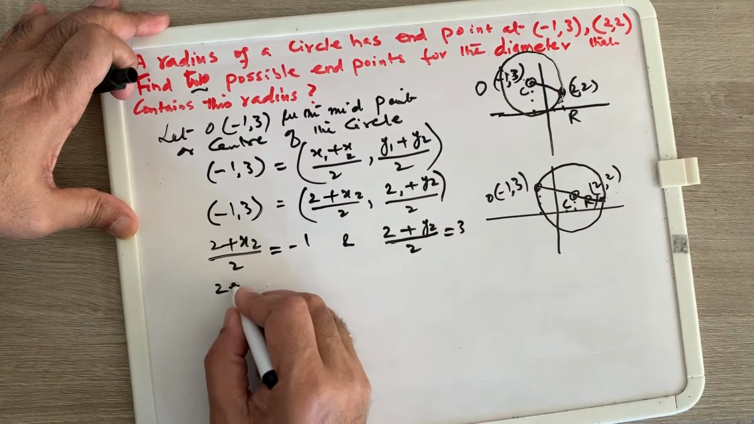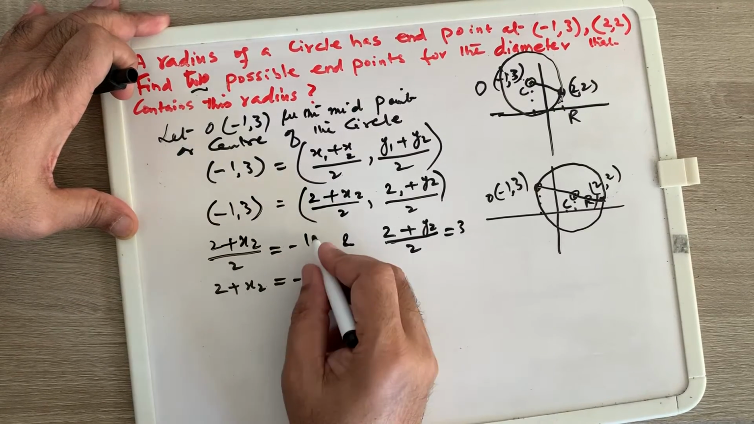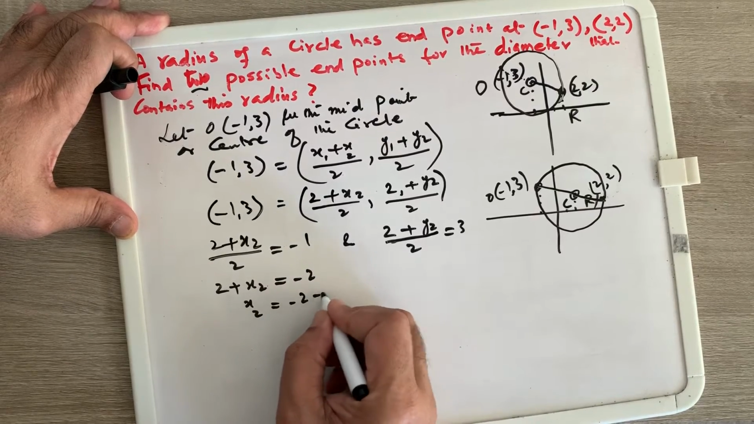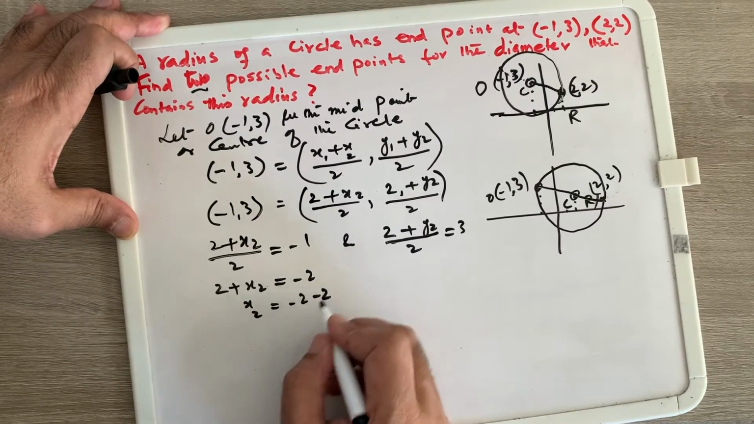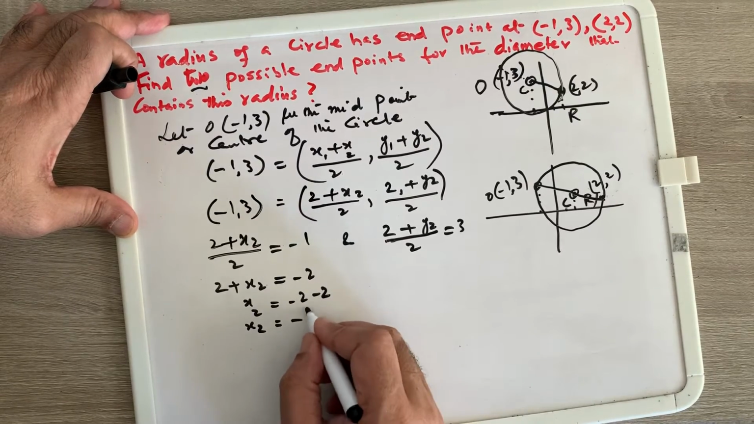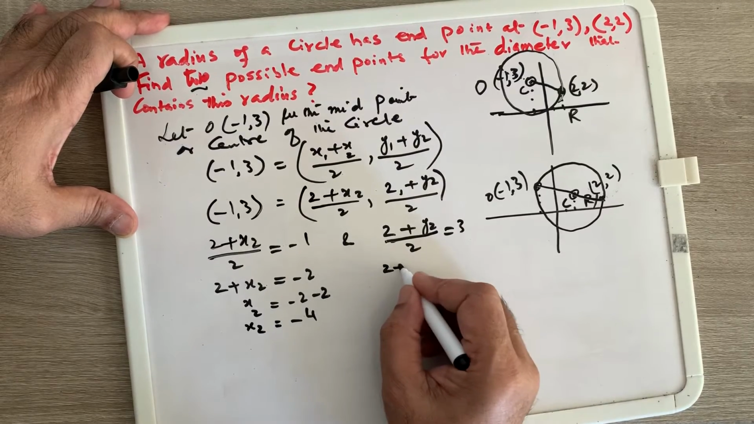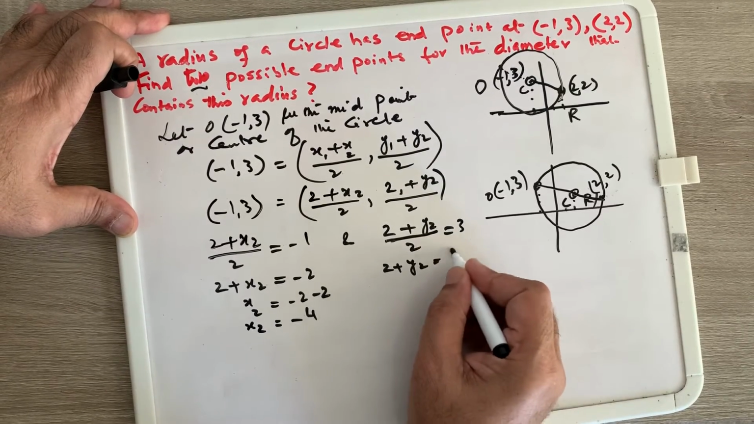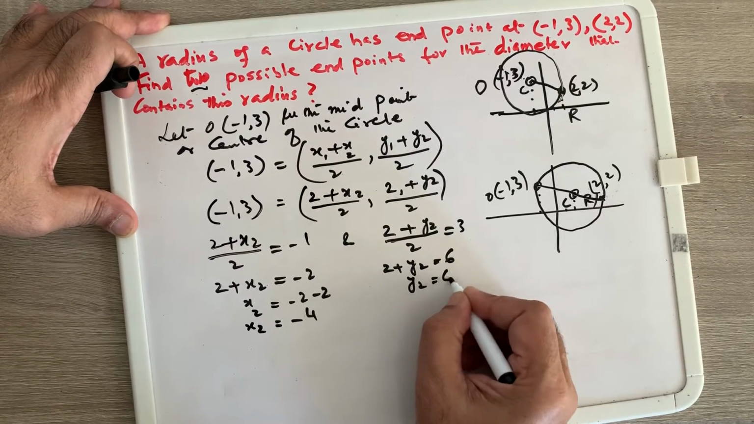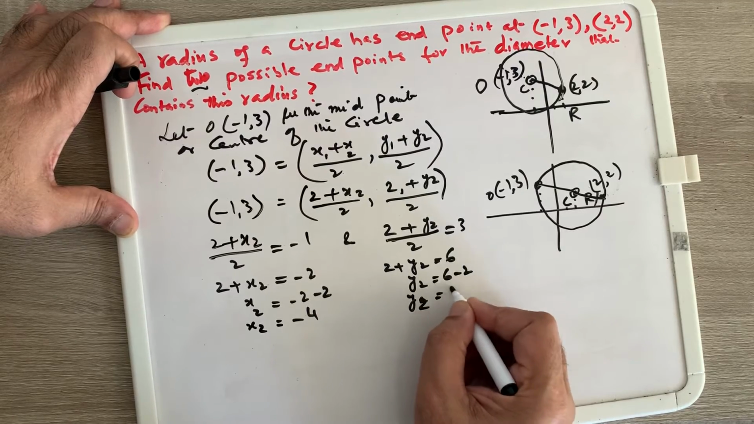So this is giving me 2 plus x2 is equal to minus 2, because this goes there and multiplies. So x2 is equal to minus 2 and minus 2, because this goes to the other side with a different sign, and it gives me minus 4. Now I have to calculate this, which says 2 plus y2 is equal to 6, and this 2 goes to the other side. So y2 is equal to 6 minus 2, and y2 is equal to 4.